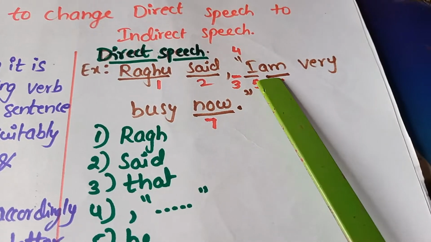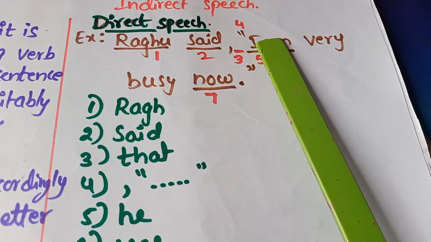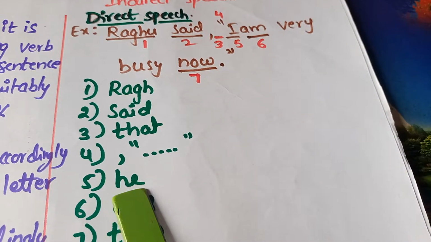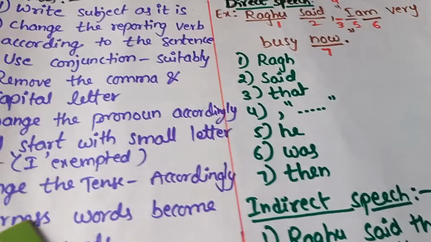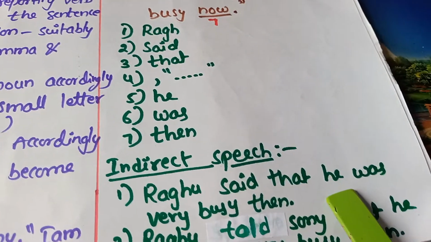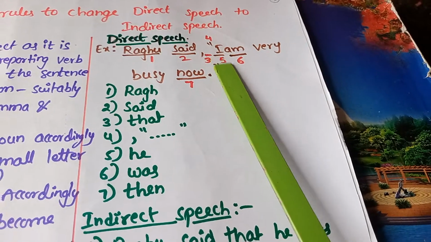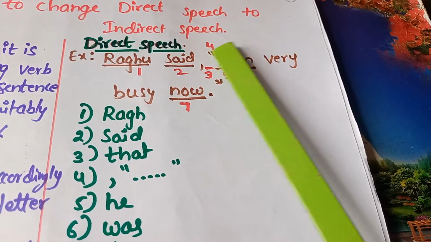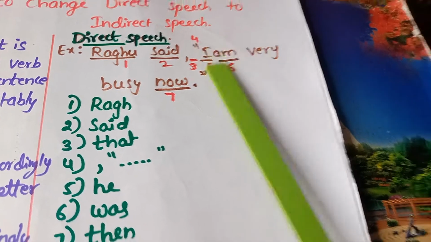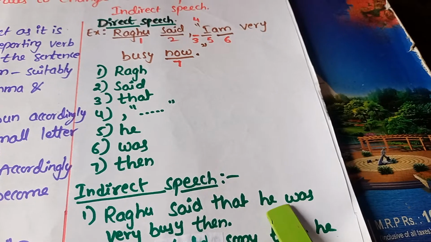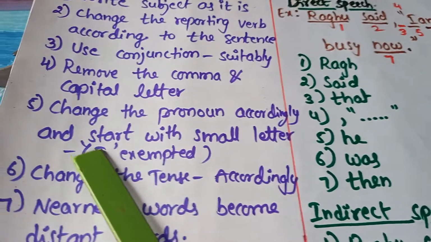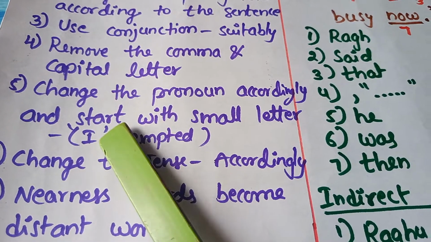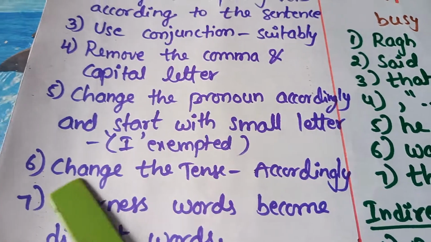We have to write the pronoun accordingly. Here, I is the pronoun. I will be changed into he. We have to write in small letters. Here I is capital; after the inverted commas we write a capital letter, but in indirect speech we write a small letter. But I is exempted from removing the capital letter. Wherever we have to write I, we write it in capital letter only.